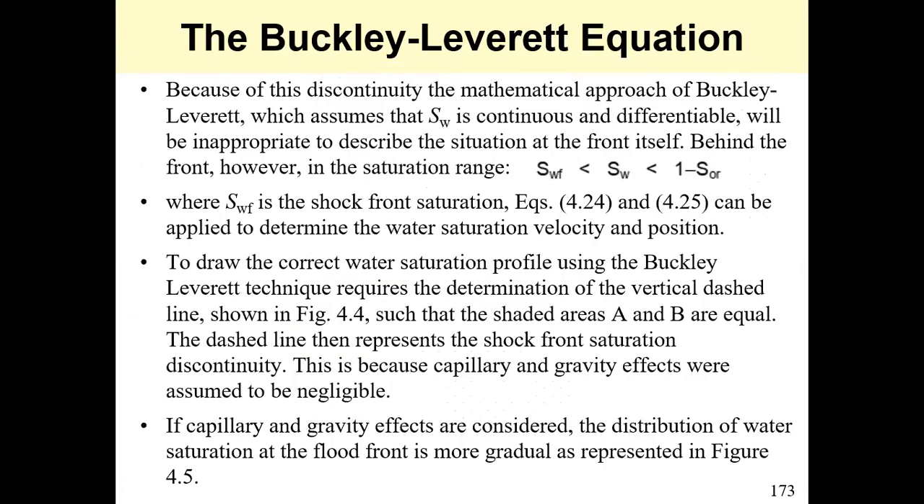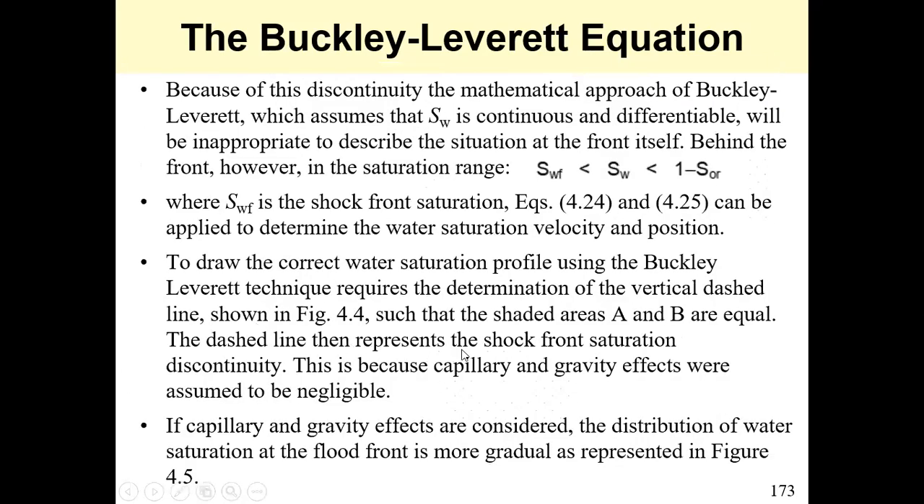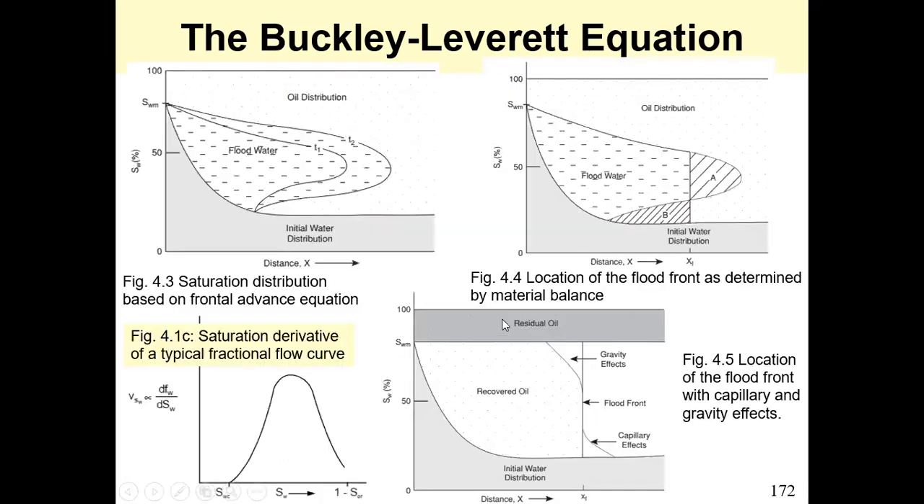So, in order to get the correct saturation profile and not just the bulbous profile, a vertical dashed line is drawn in such a way that the shaded areas A and B here are equal. Then the dashed line there represents the shock front saturation discontinuity. This is the discontinuity that is being talked about here. That is the saturation. So it's going to be like this, like this.